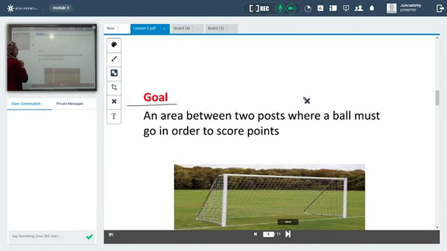Goal. A goal is an area between two posts where a ball must go in order to score points. So this is the goal. It is seen in football, right? Very good.